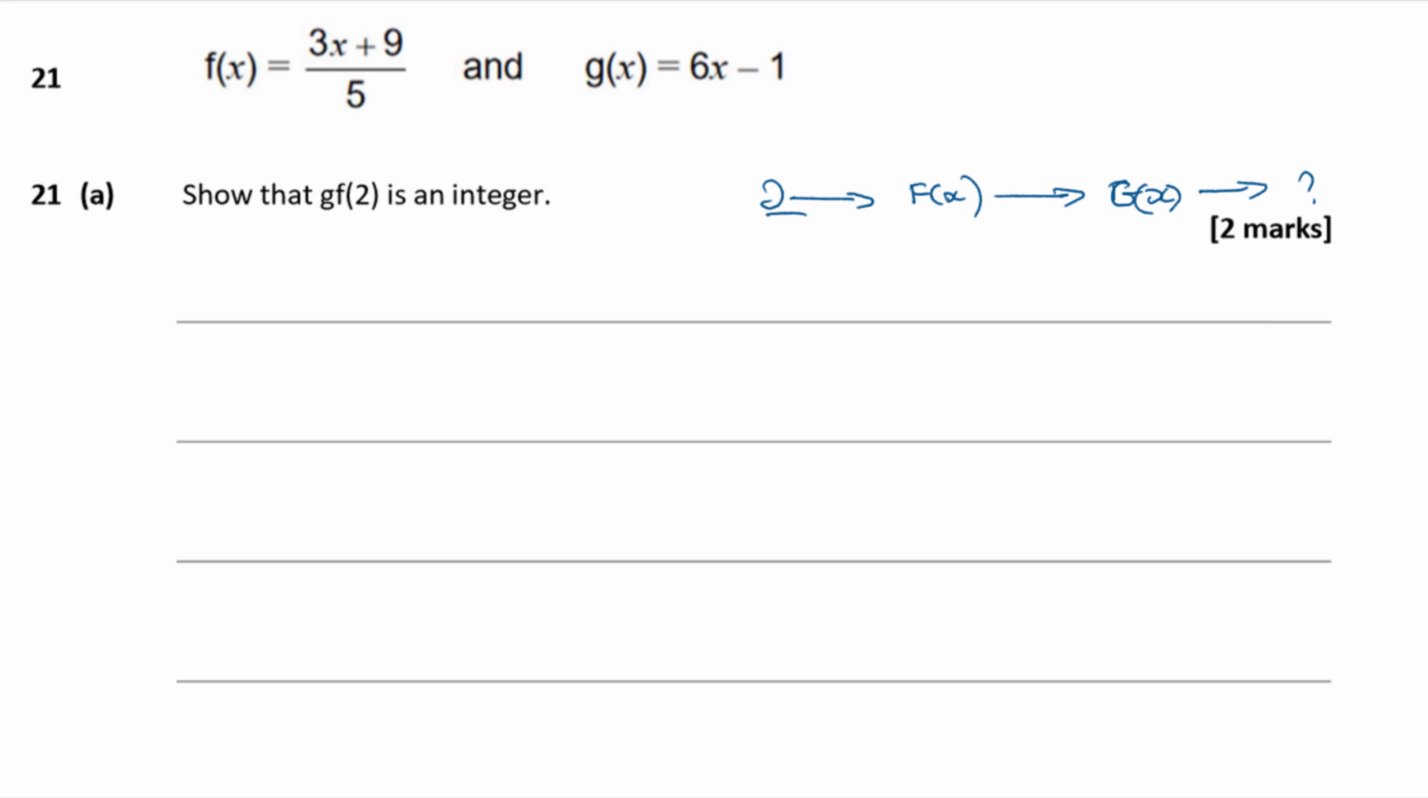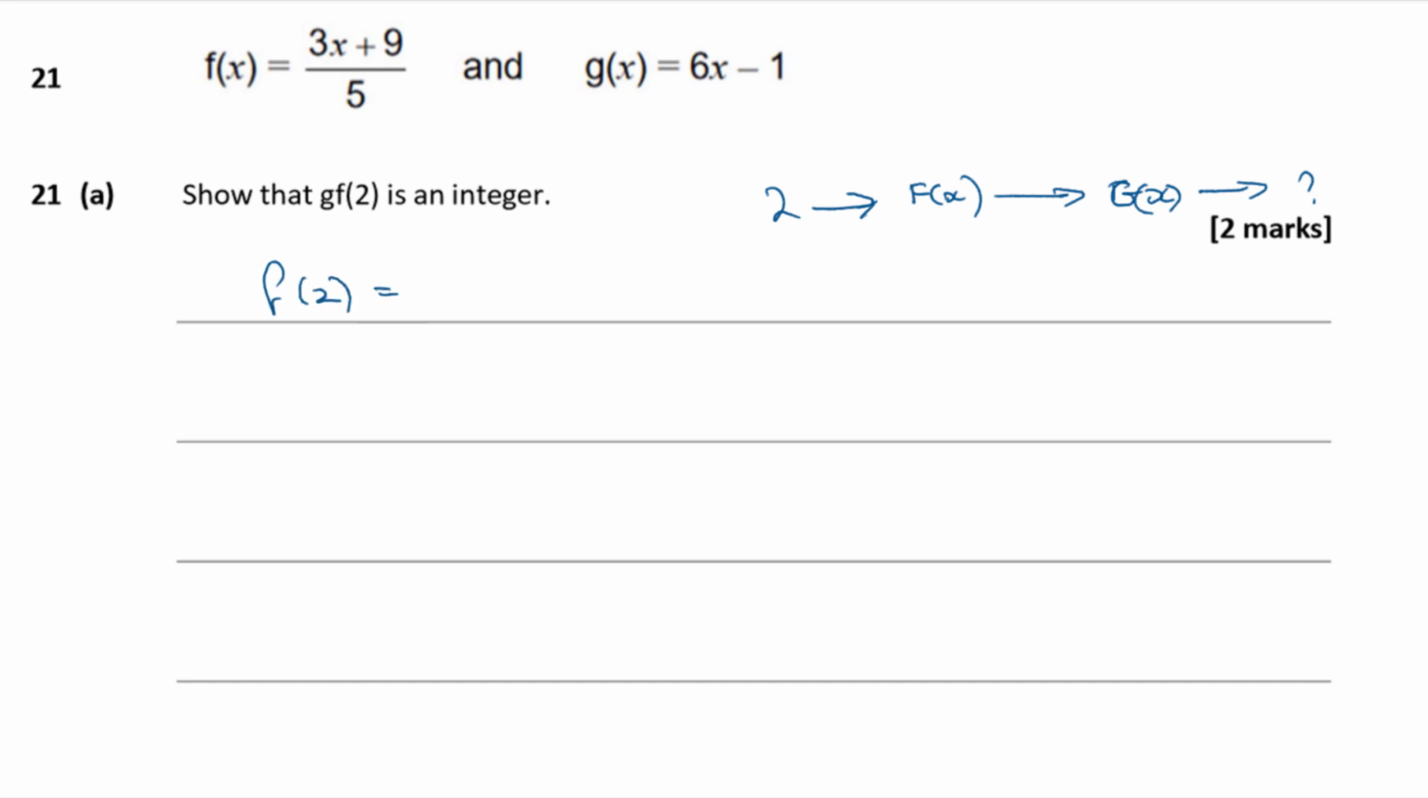I wrote a really weird 2. Let me just write that down because it's offending me. So yeah, 2 goes into f of x, then whatever comes out of f of x after 2 went in goes into g of x, and whatever comes out of that is our answer. We need to show that's a whole number. Okay, so let's do that. So let's work out f of 2 first.